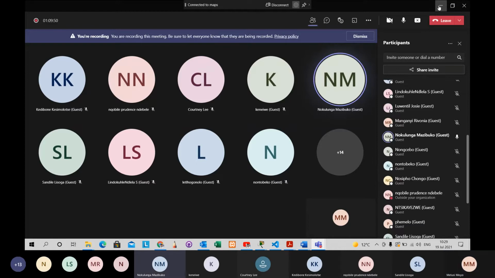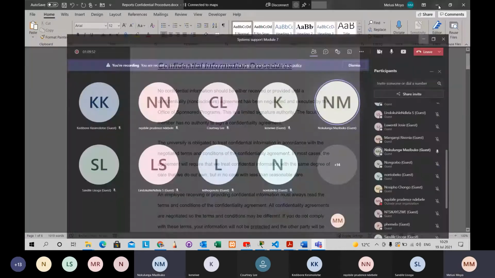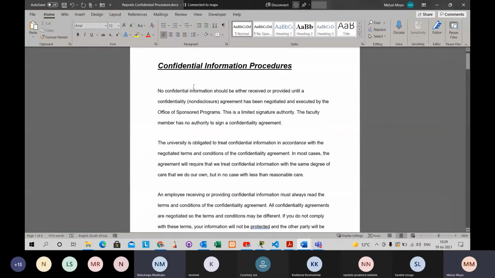No. All right, so let me go through the confidential information procedures of this university. When you go to any company, they'll tell you their procedures for protecting data and things like that. It says no confidential information should be either received or provided until a confidential non-disclosure agreement has been negotiated and executed by the Office of Sponsored Programs.